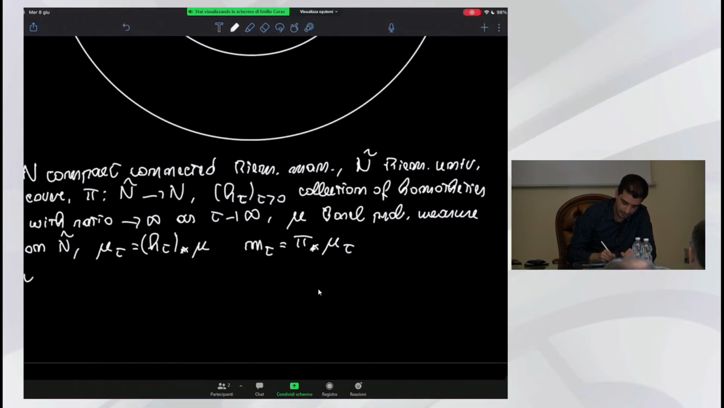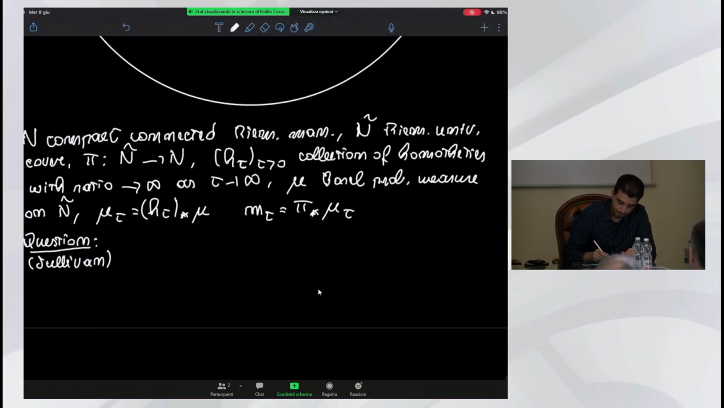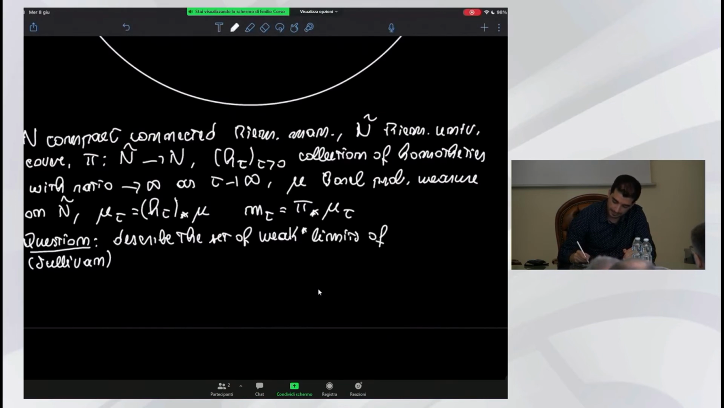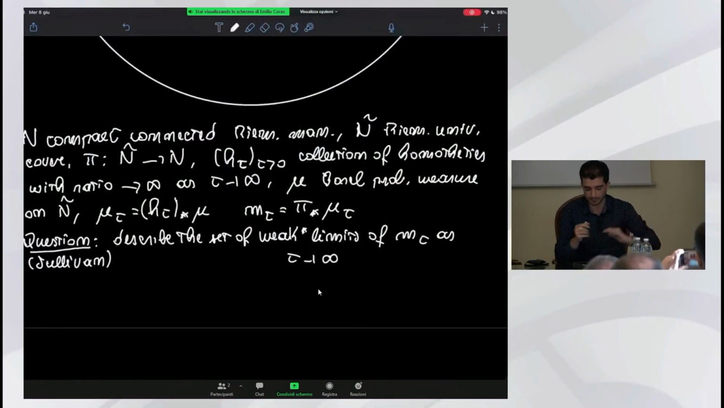And the question, as I already formulated vaguely, is: examine, so this is due, as I said, to Dennis Sullivan in this generality, describe the set of weak star limits of the m_t as t goes to infinity. So of course non-empty because I'm assuming I'm starting with a compact manifold.